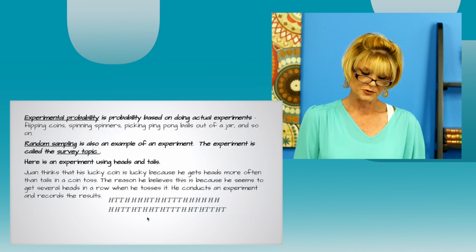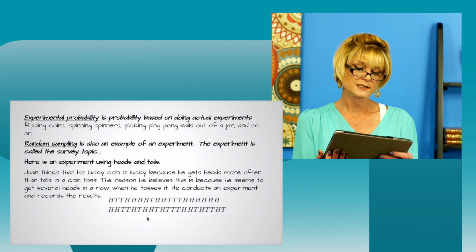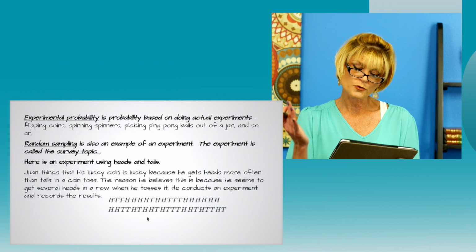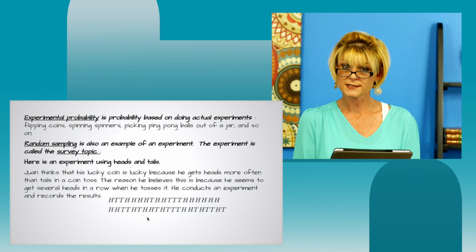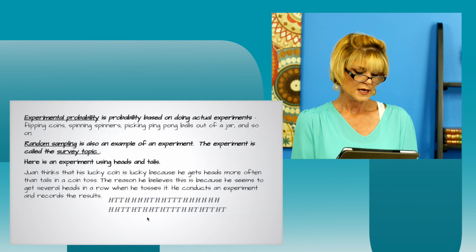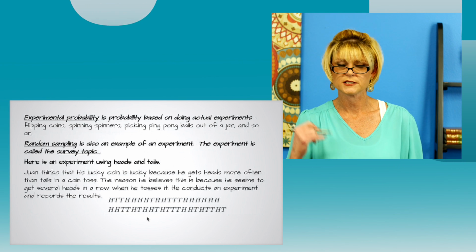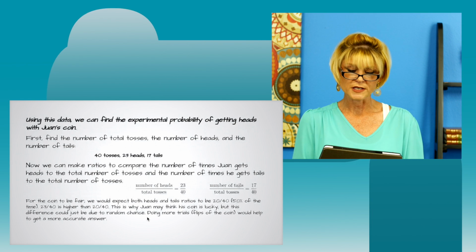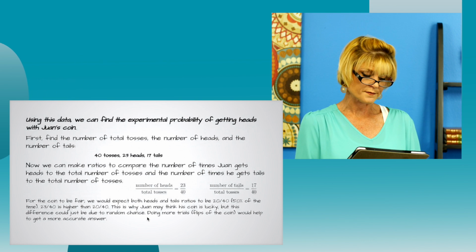Here's an experiment using heads and tails. Let's look at this example. Juan thinks that his lucky coin is lucky because he gets heads more often than tails in a coin toss. The reason he believes this is because he seems to get several heads in a row when he tosses it. He conducts an experiment and records the results. You can see H, T, T, H, H, which represents heads and tails. So using this data, we can find the experimental probability of getting heads with Juan's coin.